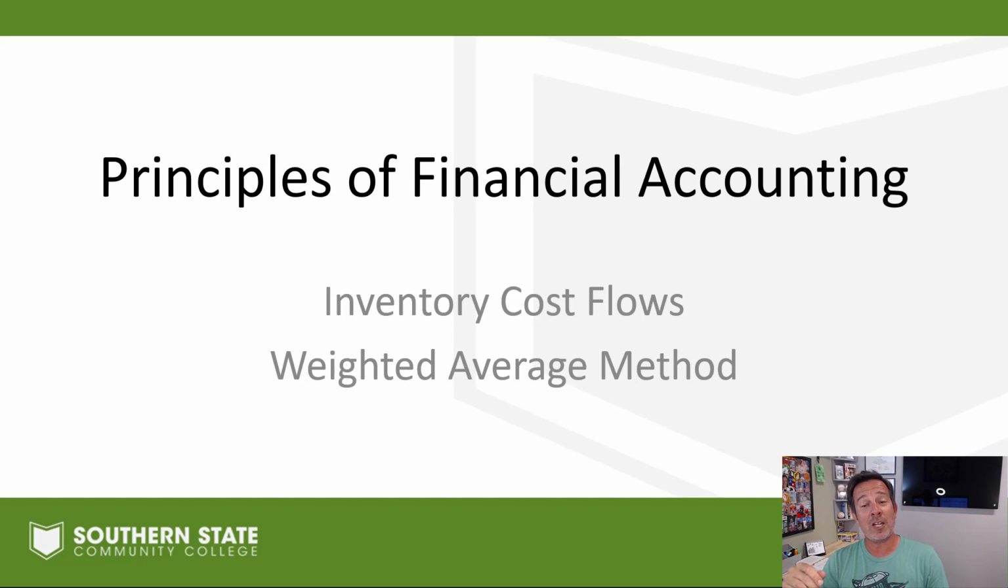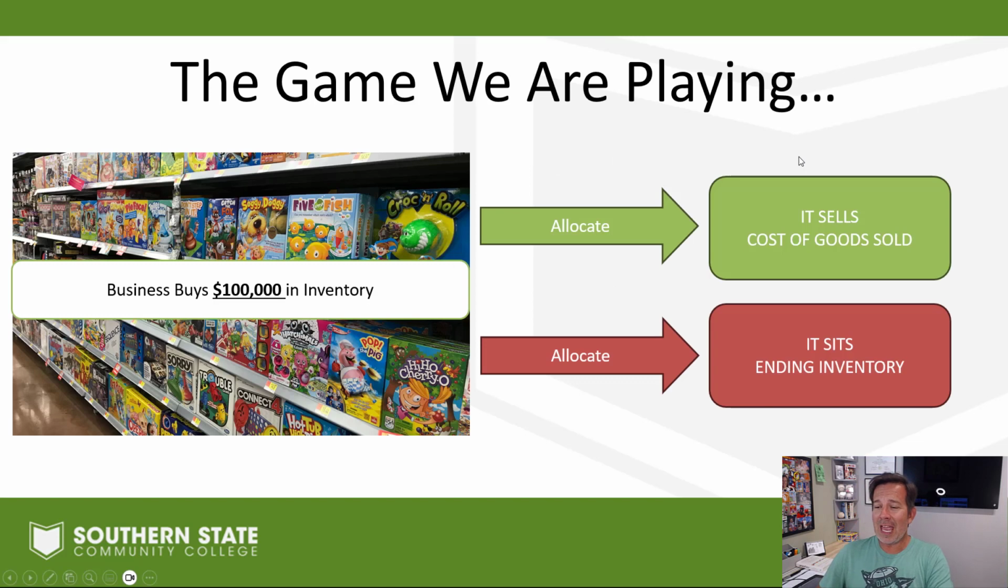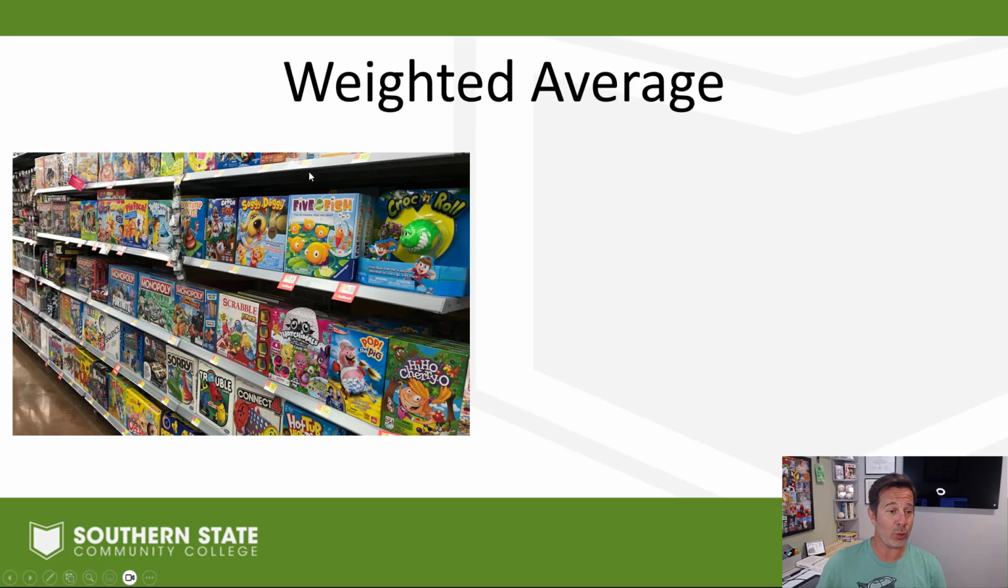So a lot of stuff to cover in inventory. We are just going to leave it at the inventory cost flows and have a good idea of FIFO, LIFO, weighted average, and then you can worry about the rest if you become an accounting major, which I highly recommend you do, by the way. As we know, the game we're playing is taking that inventory amount that we paid and allocating it between cost of goods sold, what has been sold, and what is still sitting in ending inventory. And hopefully, those two numbers added together equal the cost we paid for inventory.